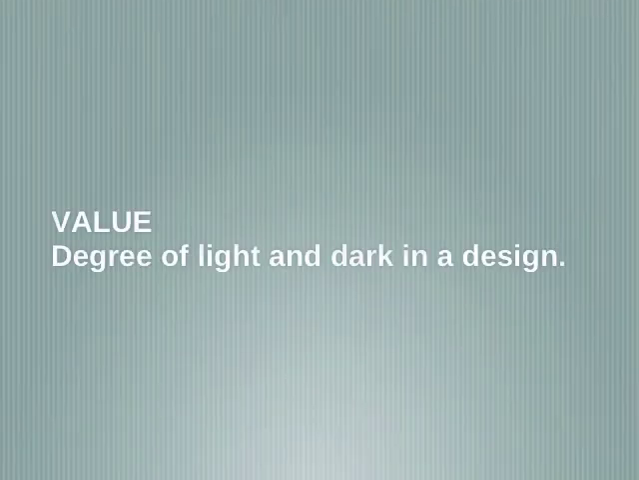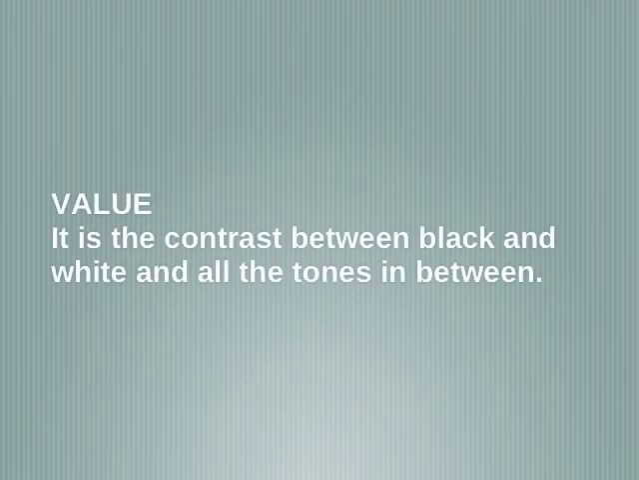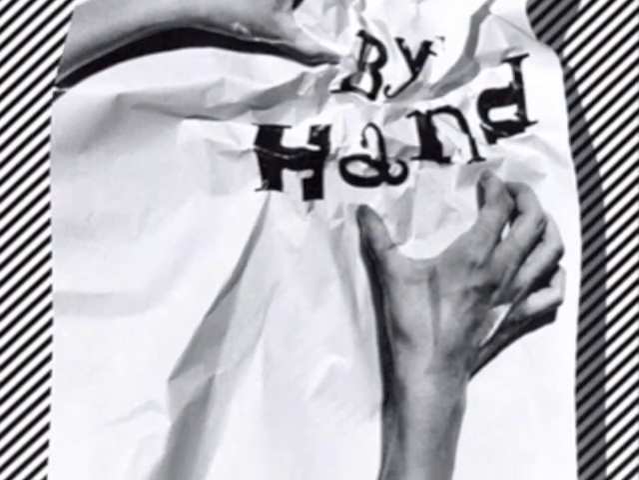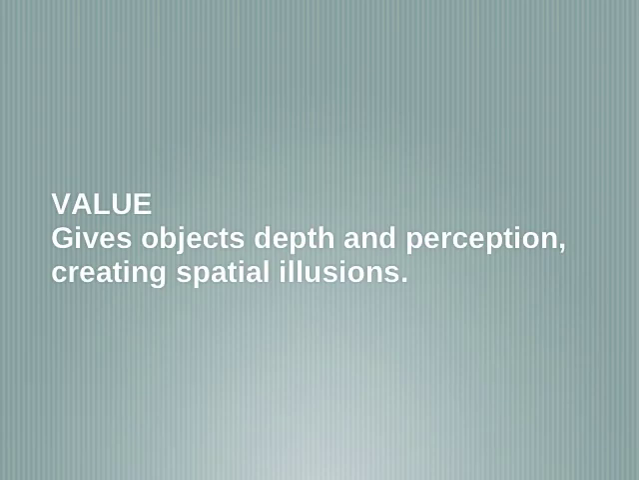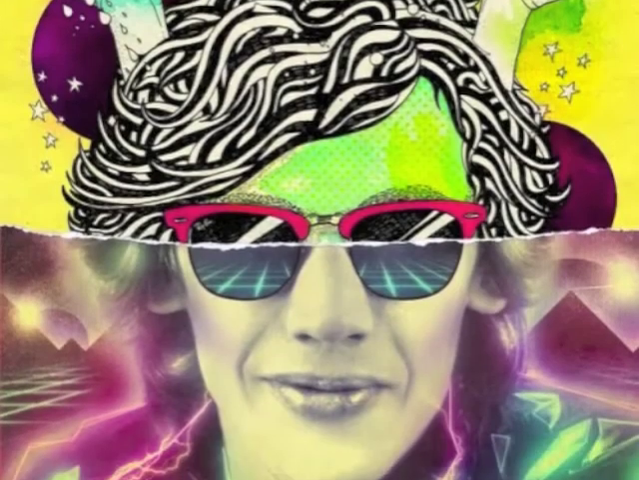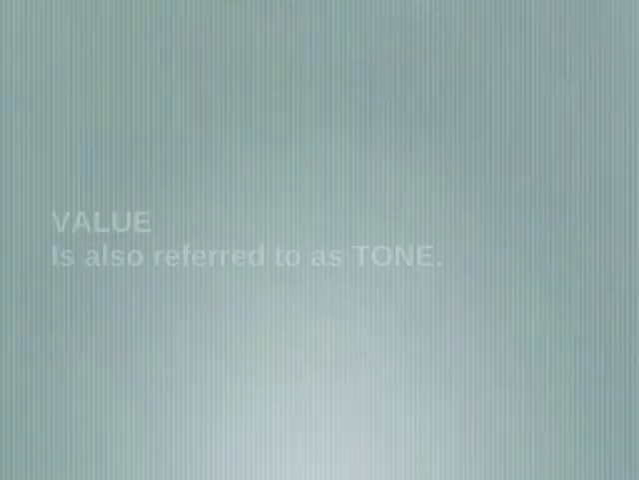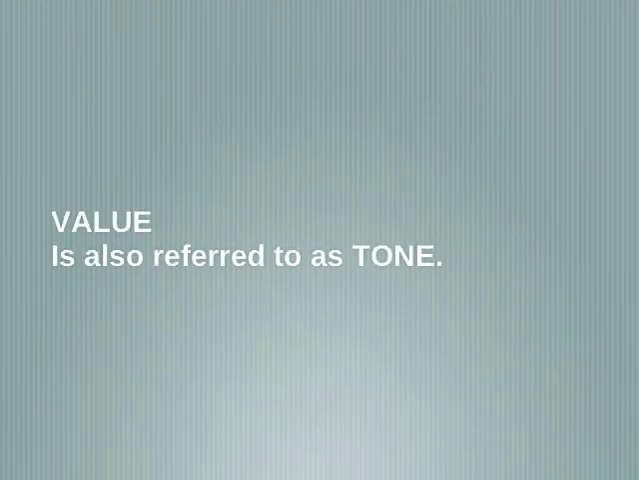Value. Value is the degree of light and dark in a design. It is the contrast between black and white and all the tones in between. Value can be used with color as well as black and white. It gives objects depth and perception, creating spatial illusions. Value is also referred to as tone.